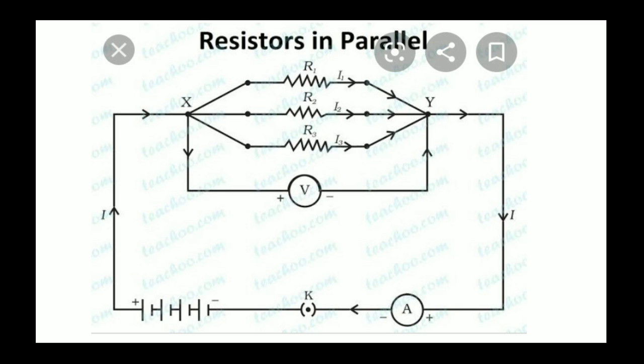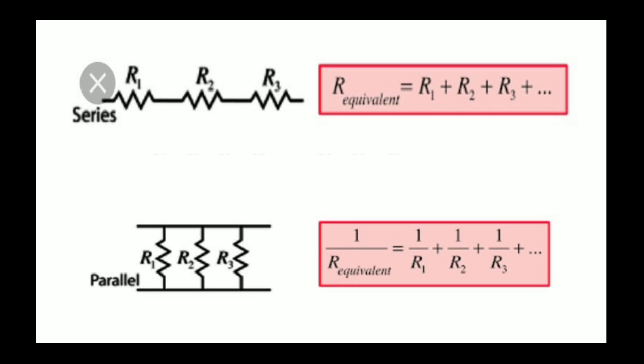Next is resistors in parallel. Here you can see three resistors connected in a parallel way, where the voltage will be the same. Voltage V is shown over there, where a voltmeter is added, it will be similar, but the current will pass through different paths for the resistors. Now the formula for resistors in series is R is equal to R1 plus R2 plus R3, and for parallel it is 1 upon R is equal to 1 upon R1 plus 1 upon R2 plus 1 upon R3 and so on, as many resistors as are connected.